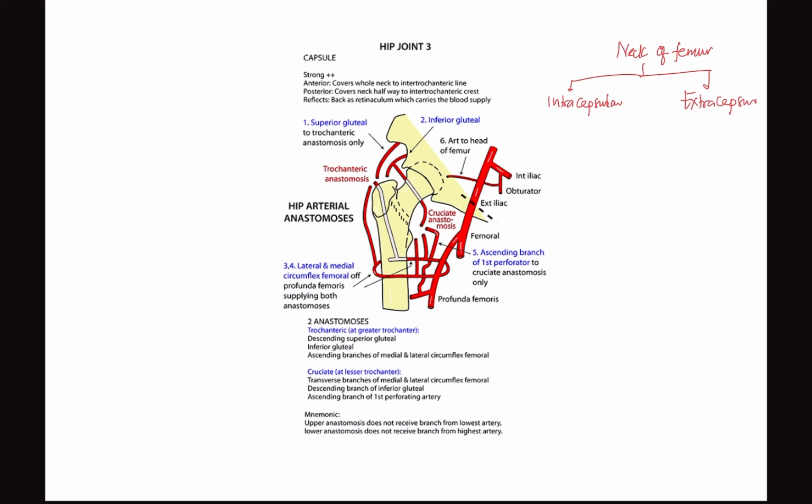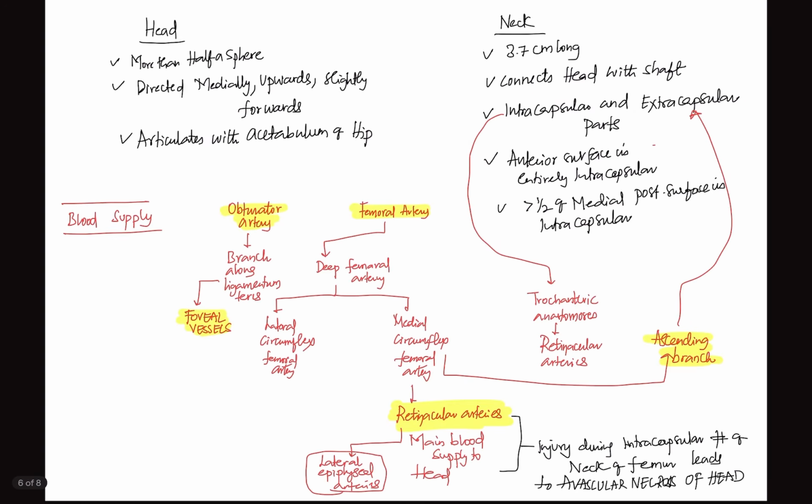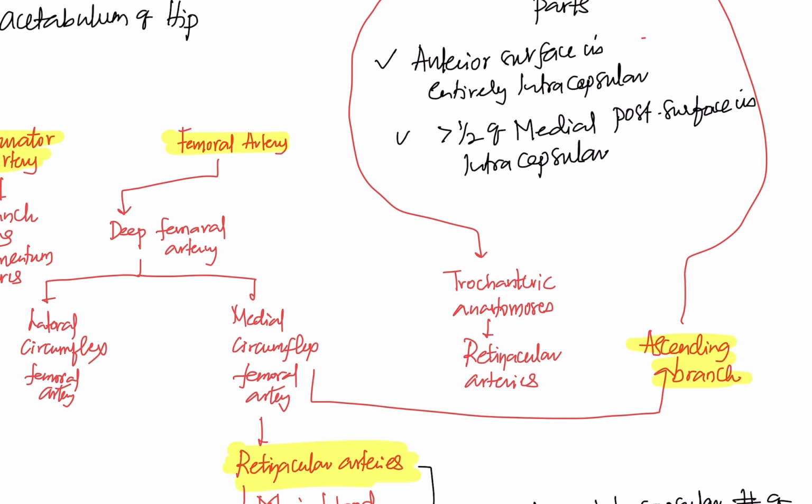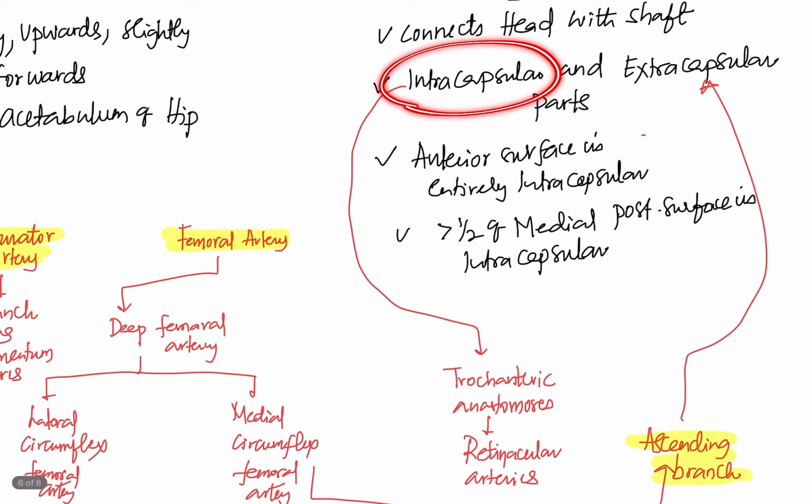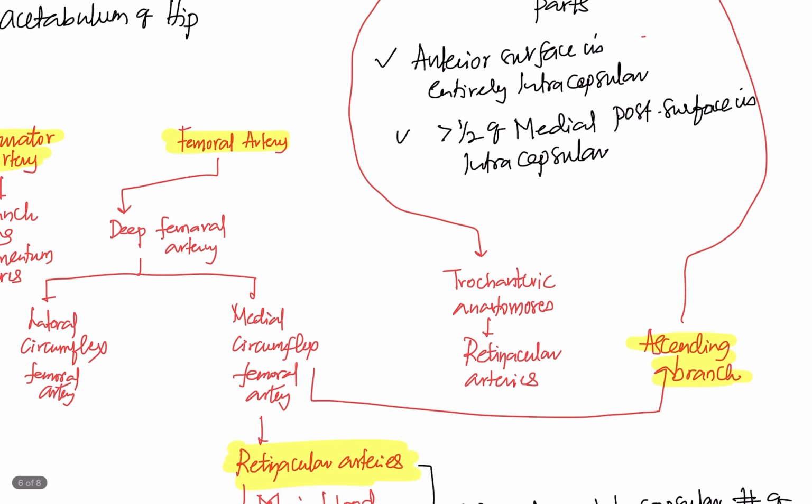Let me draw the image now. So you have the head here, you have a neck part, greater trochanter, lesser trochanter, and coming back to the shaft, right? So this neck, the anterior surface is completely intracapsular. But when you go posteriorly, only the medial half of the posterior surface is intracapsular, the remaining is extracapsular. So the intracapsular part is supplied by the retinacular arteries, which are arising from the trochanteric anastomosis. I'll come back to what the trochanteric anastomosis is, but your take home is that the intracapsular part of the neck of the femur is supplied by the trochanteric anastomosis.